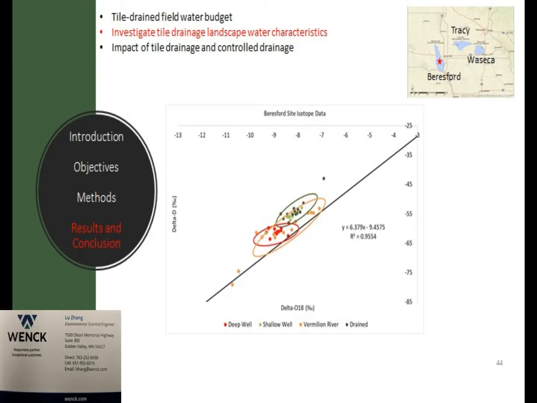So if we look at deep well, again, deep well intersects with the Vermilion River plots. And the tile drain plot is kind of similar to Tracy, in that it deviates from that and moves up. It has more deuterium and oxygen-18 isotopes. So looking from that, the groundwater also has a pretty big impact on the river flow. So does the tile.